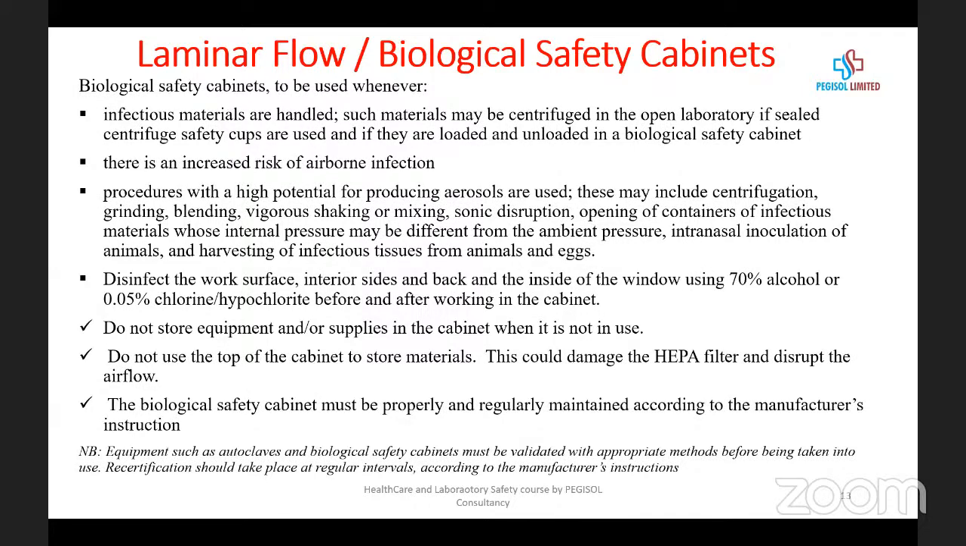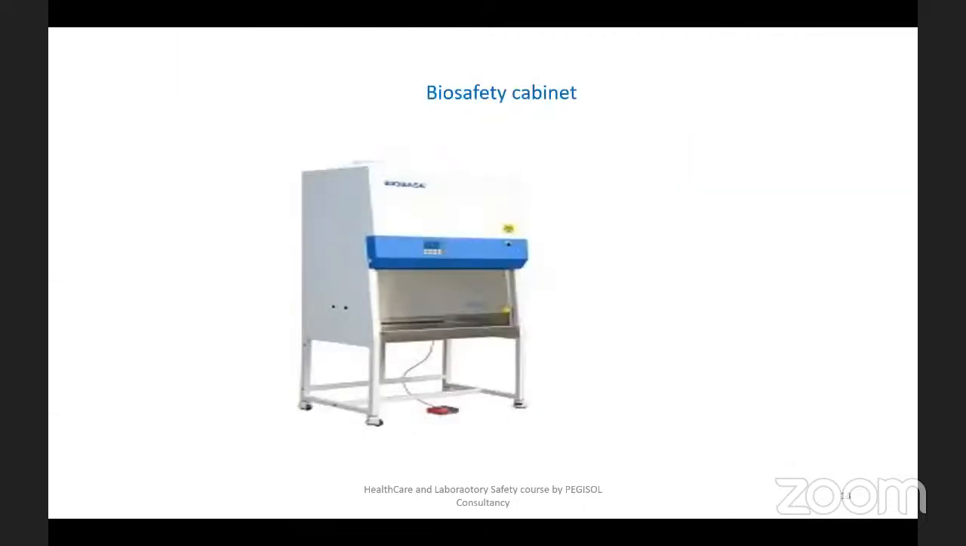Equipment such as autoclave and biological safety cabinet must be validated with an appropriate method before being taken into use. The certification should take place at regular intervals, just as I said earlier, according to the manufacturer's instructions or according to your safety manual for your organization. So this is an example of a class 2 biosafety cabinet. It could be any product, but the most important thing is that it should be able to do what it's designed to do, and the cabinet must be certified that it is able to meet the user's intention.